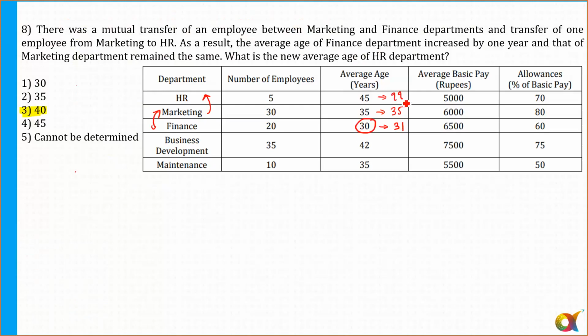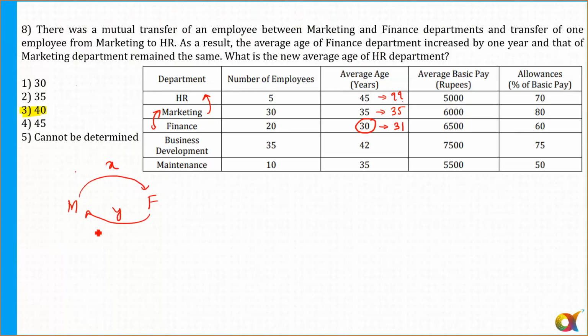So it's basically a question of averages here. First of all, marketing and finance. Let's say from marketing to finance, one person is shifted. The person who shifts from marketing to finance, his age is, let's say, X. And the person who is shifting from finance to marketing is Y. And there is no change in the finance headcount at all. After that, the average in finance is increased by 1.